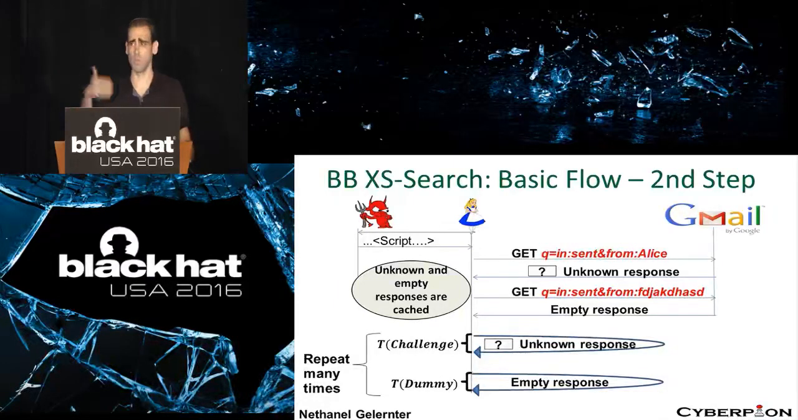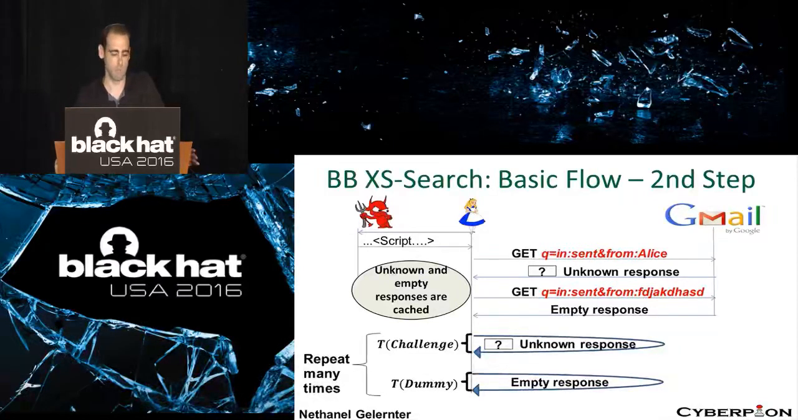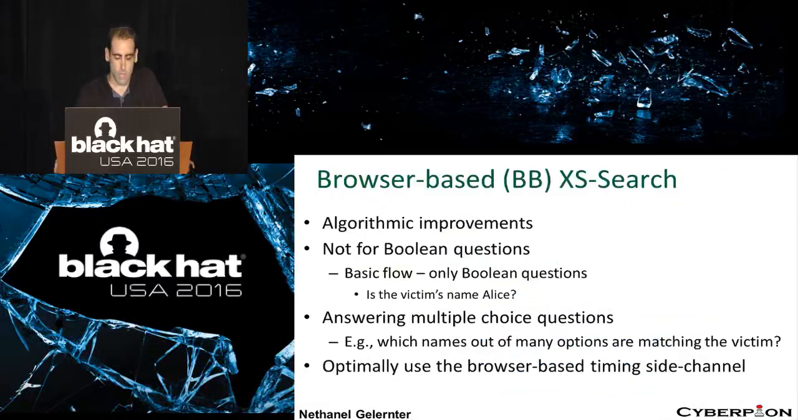So the attacker collects response time measurements, and just like the original cross-site search attack, in the third step, the attacker will analyze the samples collected and will draw a conclusion about the answer to the Boolean question. So, algorithmic improvements. I will demonstrate only one algorithmic improvement. And the algorithmic improvements are irrelevant for the basic flow. They come to deal with the more complex case of answering multiple choice questions.